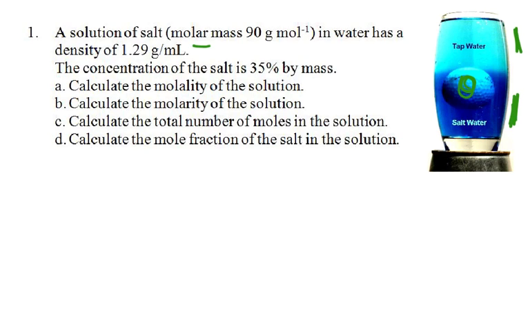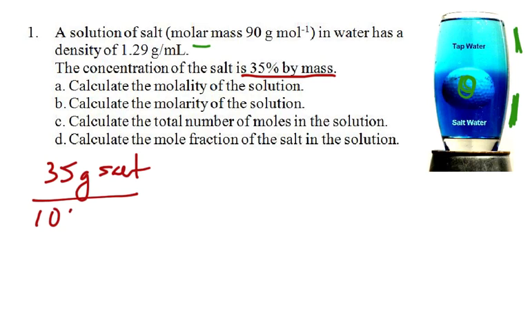But here's the situation. We're saying that the concentration of this salt is 35% by mass. Just when they say that, that actually usually gives us two numbers that we can turn into a lot of other numbers. So let's dissect this concentration. If we say 35%, that means 35 grams of our salt, and that also means that we have 100 grams total mass.